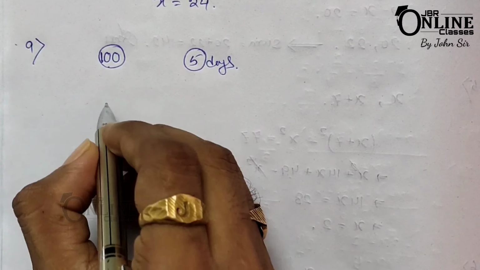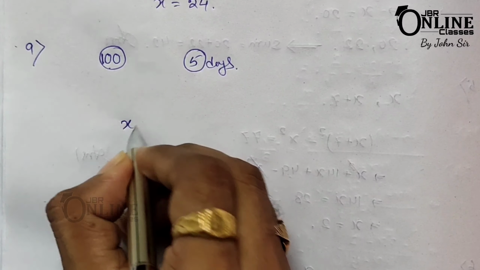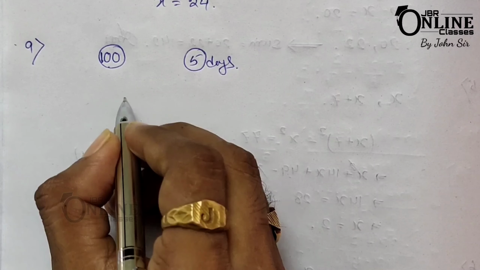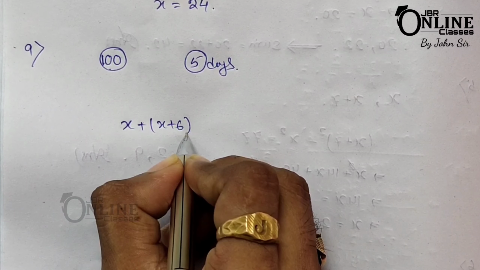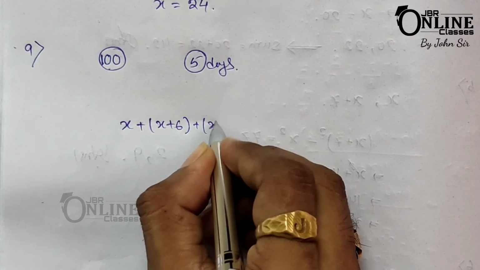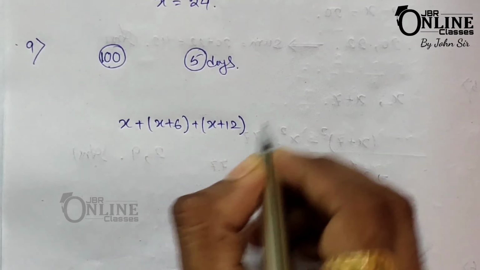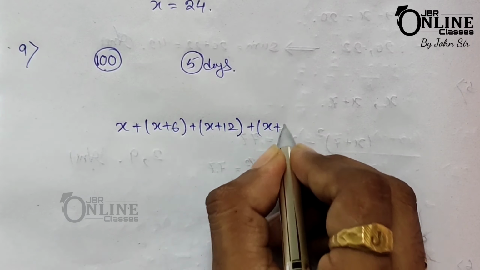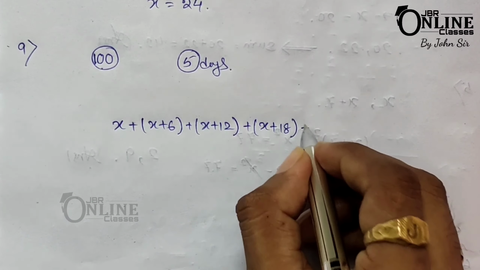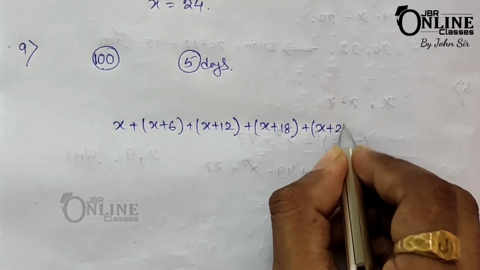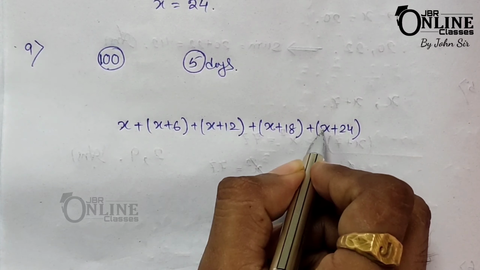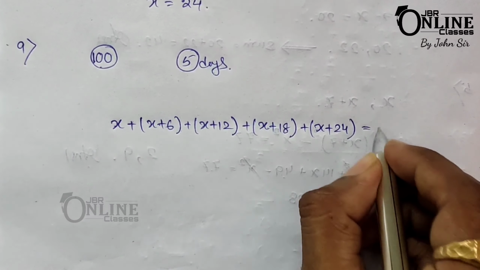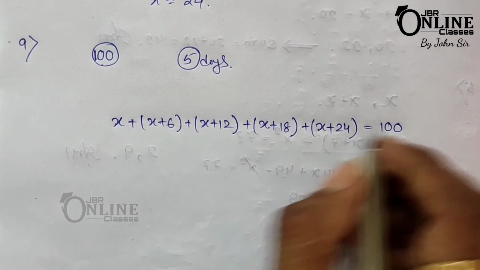So let's say on the first day he ate x grapes. So x grapes for the first day. Then on the second day he will eat x plus 6. Then on the third day it becomes x plus 12. On the fourth day it becomes x plus 18, and on the last day, the fifth day, it becomes x plus 24. So first, second, third, fourth, fifth, total 5 days, and the number of grapes equals 100.